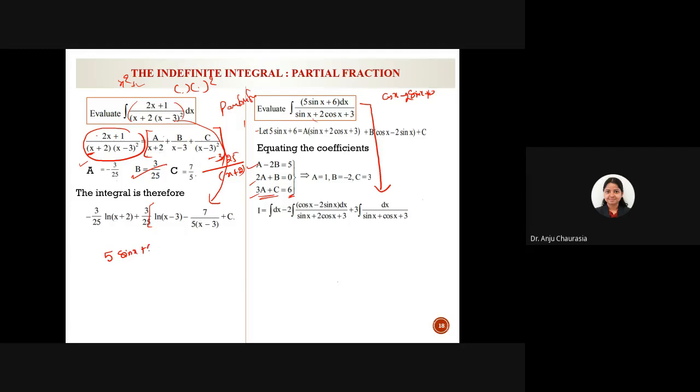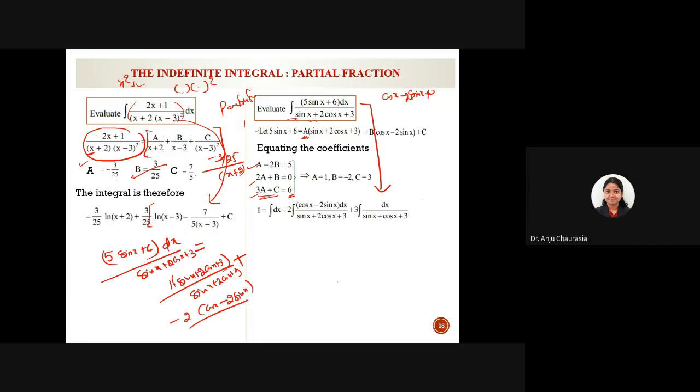So the integral of 5 sin x plus 6 dx over sin x plus 2 cos x plus 3 will be equal to, a is now 1. Okay, so I'm putting the value here. That is equal to 1 into sin x plus 2 cos x plus 3 divided by sin x plus 2 cos x plus 3. Okay, and now plus b, which is equal to minus 2, times cos x minus 2 sin x divided by this term.